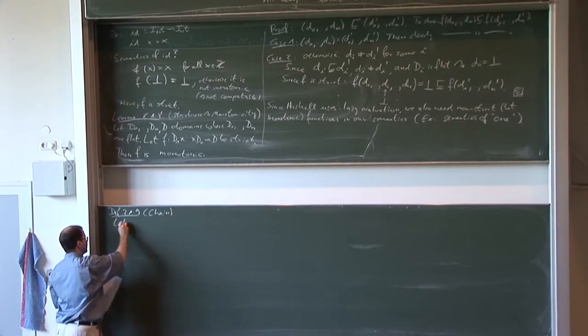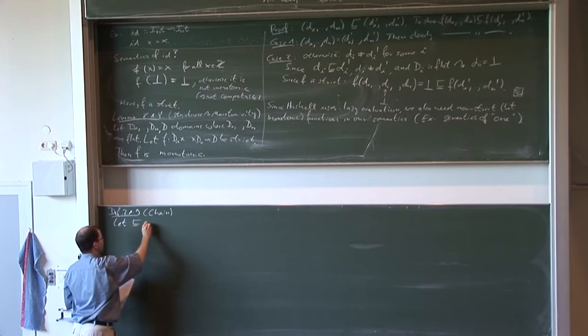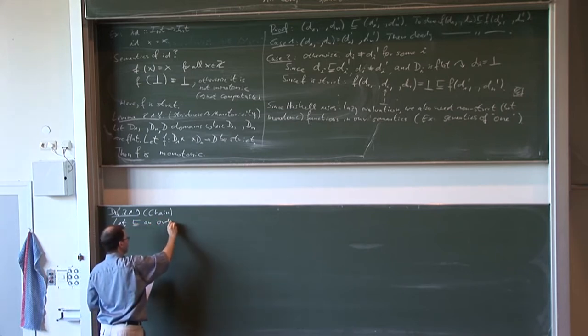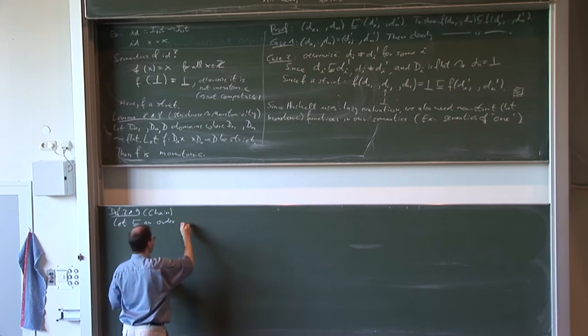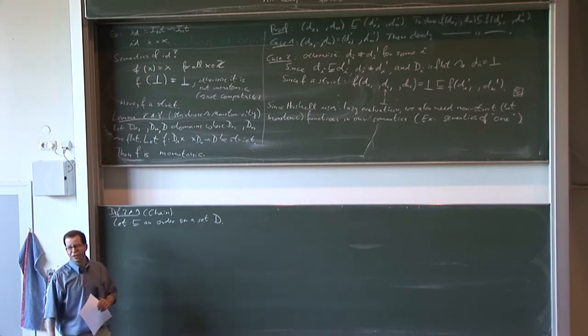So let this be an ordering on a set D. Now this you can define for any order on any set, not just for less defined or equal, and not just for domains.